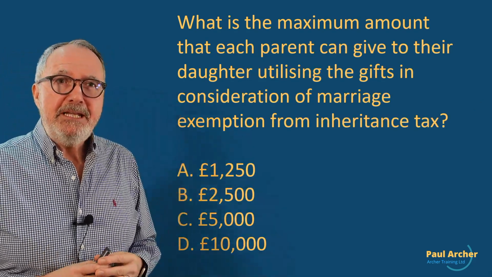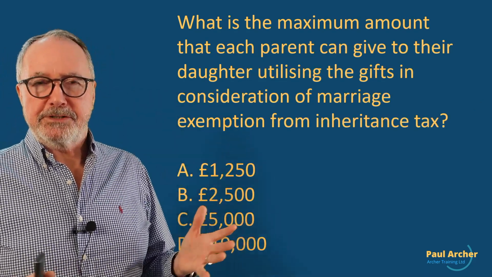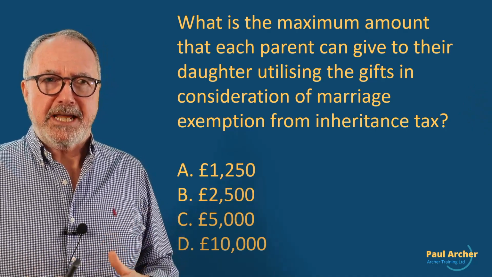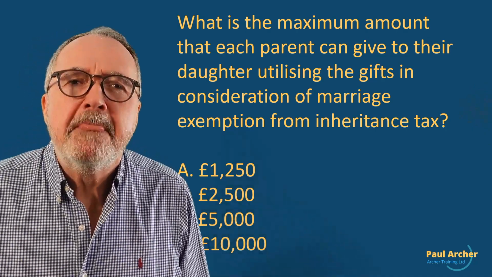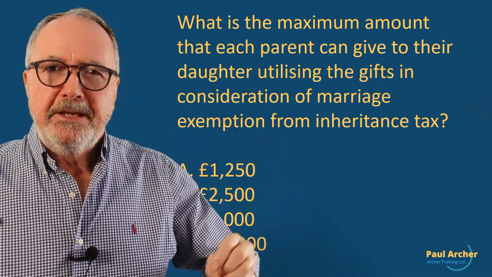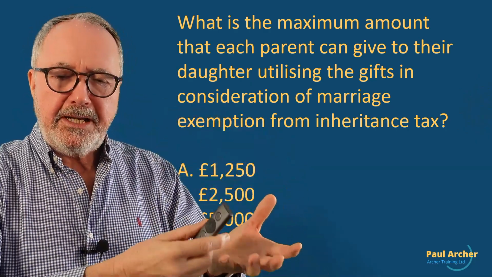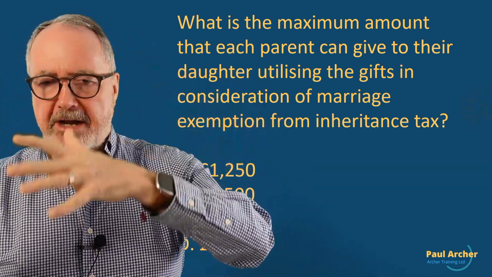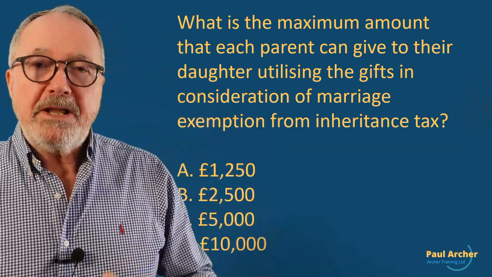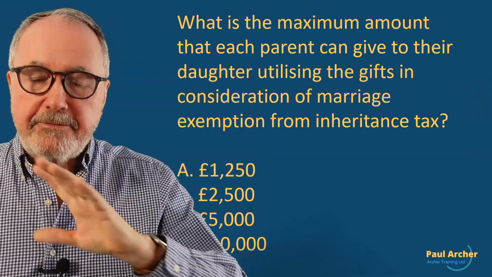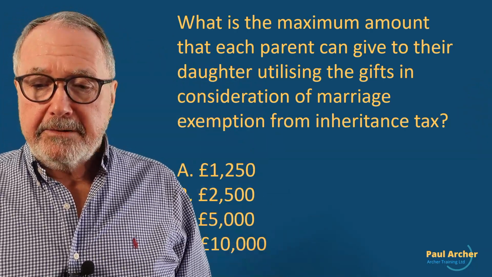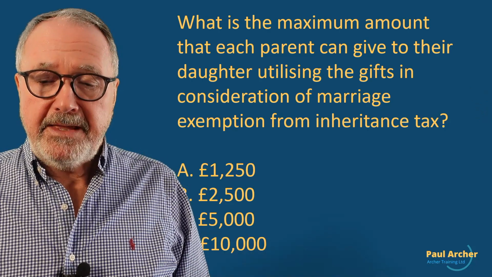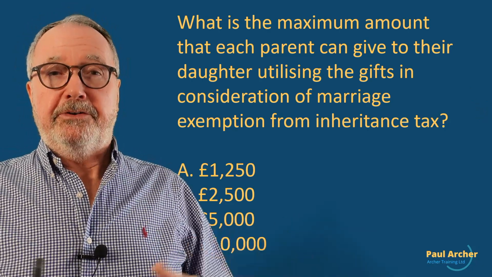What is the maximum amount that each parent can give to their children, or daughter I should say, utilising the gifts and consideration of marriage exemption from inheritance tax? Kind of mentioned that, didn't I? Exempt transfers. You can give over £250 to anybody, give what you like to your spouse, to a political party, to charities. But in the event of a wedding, you can give some money away. £5,000 for a parent, and a grandparent can give £2,500 away, and anybody else can give £1,000, which is great because you're setting them up, aren't you?